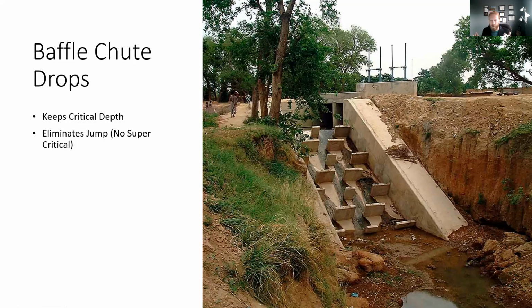So your Froude number never goes more than 1. And so you eliminate the jump altogether. So that's another way to move water down a steep slope, is find ways to dissipate the energy the whole way down instead of having one stilling basin or apron where you dissipate that energy all at once.